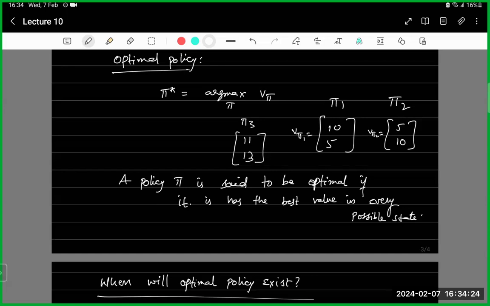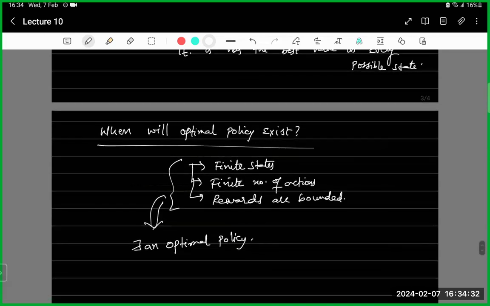Right now, since we are taking a vector as the performance of a policy, it is possible that there is no optimal policy at all. But under some conditions, we can always guarantee the existence of an optimal policy. So these are the conditions.